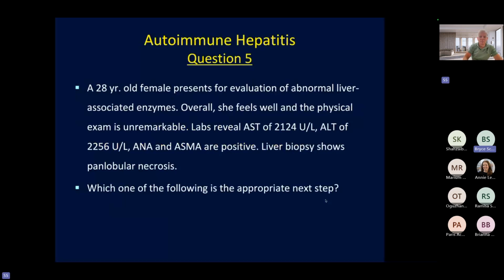A 28-year-old female presents for evaluation of abnormal liver-associated enzymes. Overall, she feels well and the physical exam is unremarkable. Labs reveal AST of 2124, ALT of 2256, ANA and ASMA are positive. Liver biopsy shows panlobular necrosis. Which one of the following is an appropriate next step?